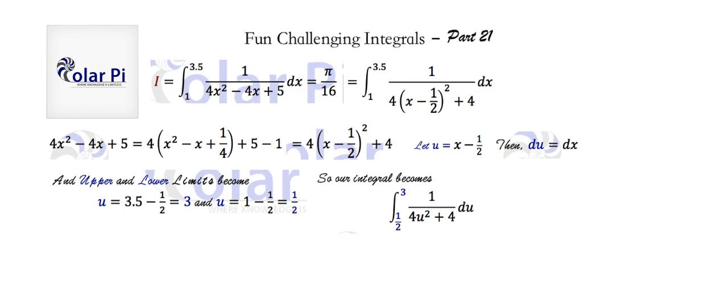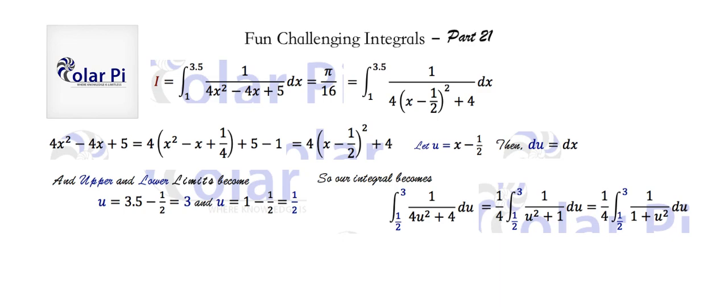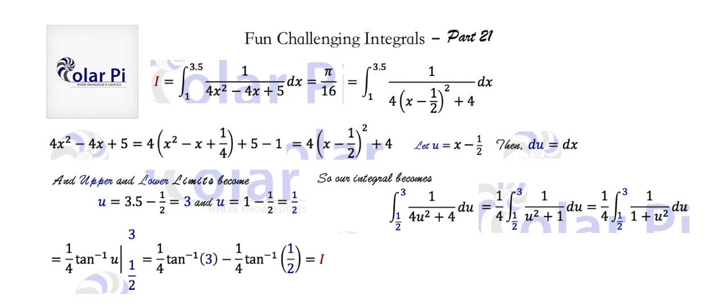And if we factor out a 4 in the denominator and then therefore write a 1/4 in front of the integral, then this is the integral that we have, which is the same as this here. And this is pretty easy to recognize as being tan inverse u, right? Okay, so we know that our answer is 1/4 tan inverse u evaluated at 3 and then a half. And so that would be this here. And since we called our original integral I, it means that I is equal to 1/4 tan inverse 3 minus 1/4 tan inverse a half.